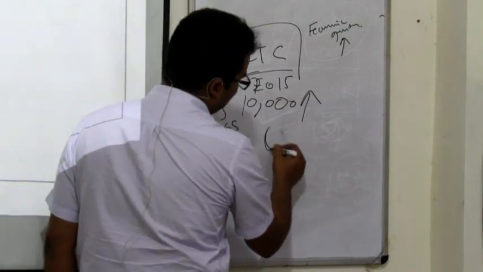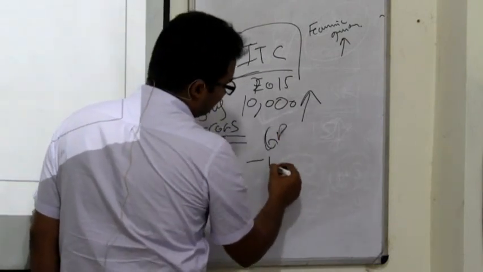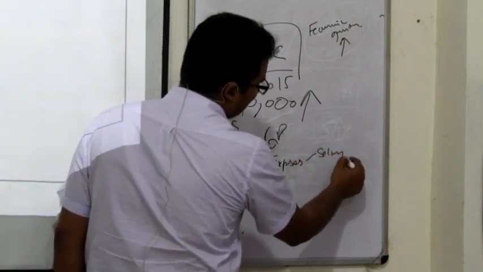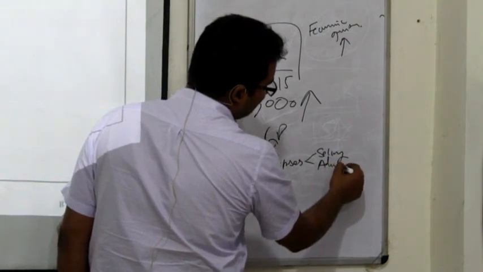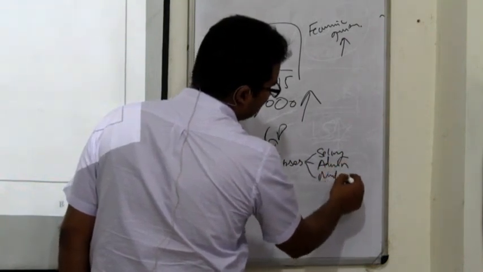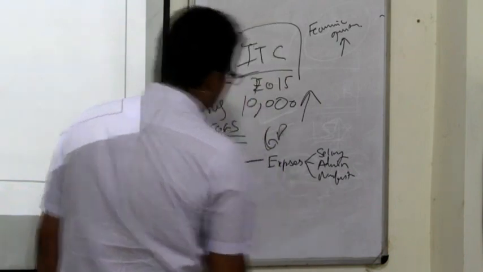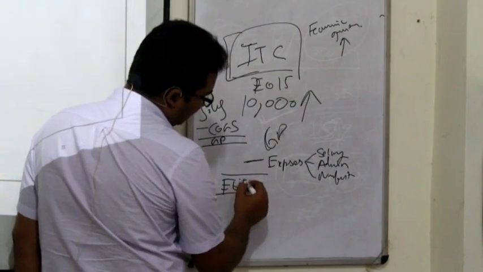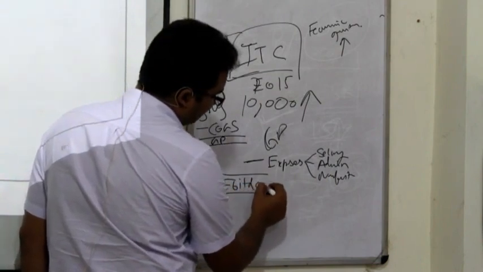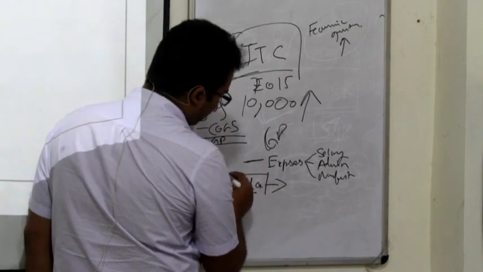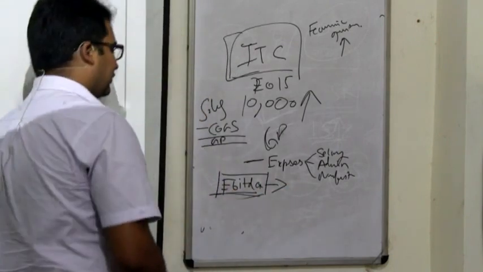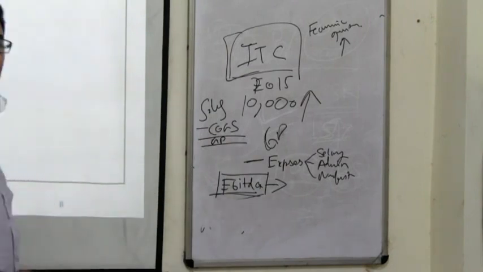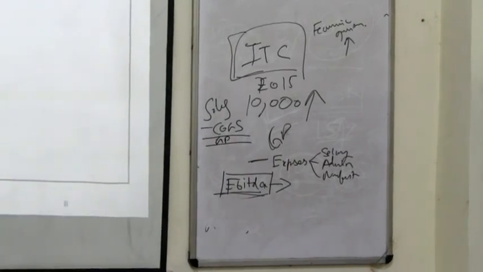From gross profit, we deduct all the expenses. So expenses may be the selling expense, or maybe the admin expense, or manufacturing expense. So these expenses will be deducted to reach a stage where we get the EBITDA, earnings before interest, tax, depreciation and amortization. So this becomes the operating profit of a company.